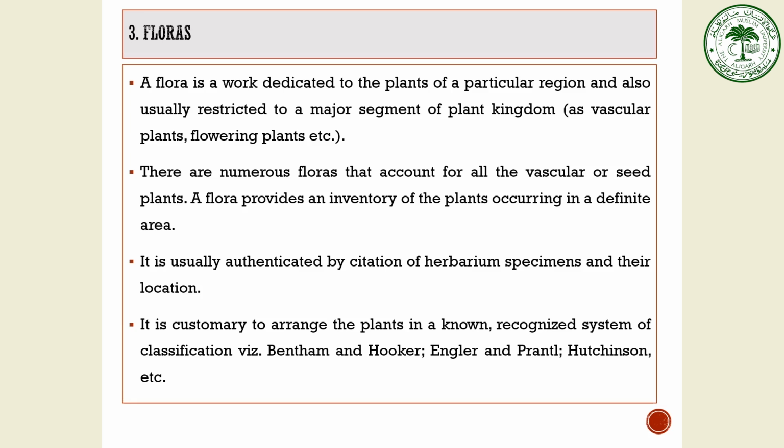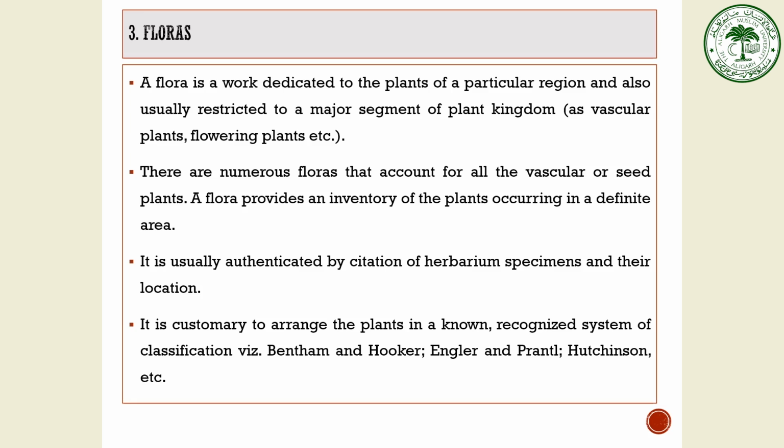So now the next type of documentation is the flora. A flora is a work dedicated to the plants of a particular region and usually restricted to a major segment of the plant kingdom, such as vascular or flowering plants. So there are numerous floras that account for all the vascular or seed plants. A flora provides an inventory of all the plants occurring in a definite area, just like a flora of Aligarh, flora of Allahabad, flora of different Gangetic plains. So the flora is representative of particular different regions.